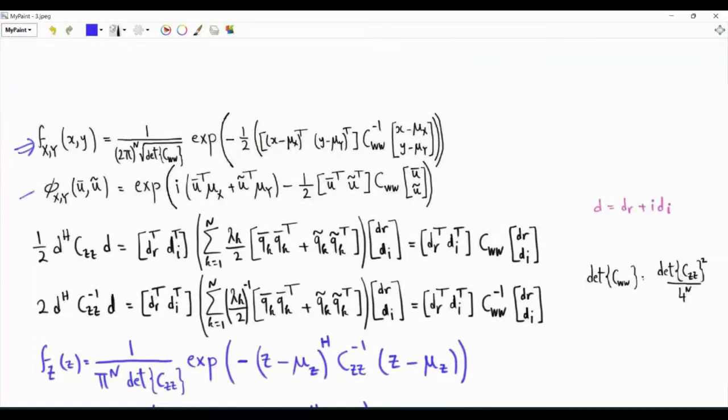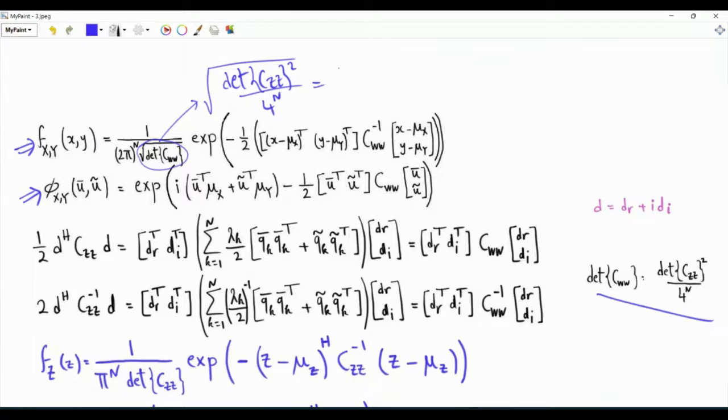Here is the original PDF. Here is the original CF. Now, can we write the PDF, the multivariate PDF, using Z? Yes. For the determinant here, which is under the square root, we can replace it by our previous result, that the determinant of CWW is the determinant of CZZ squared divided by 4 to the power n.